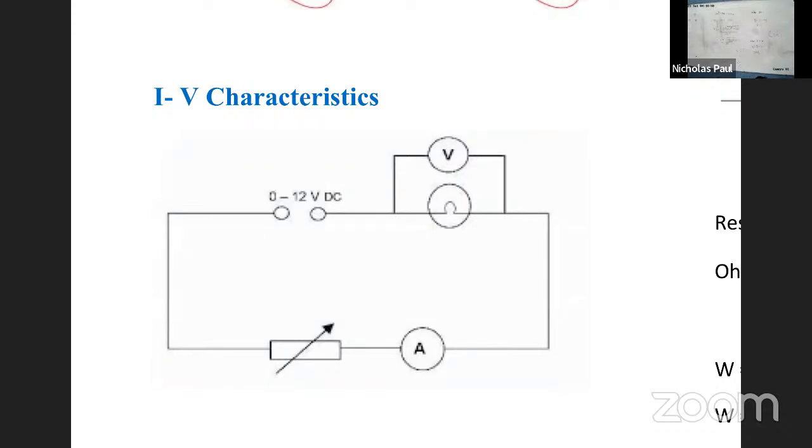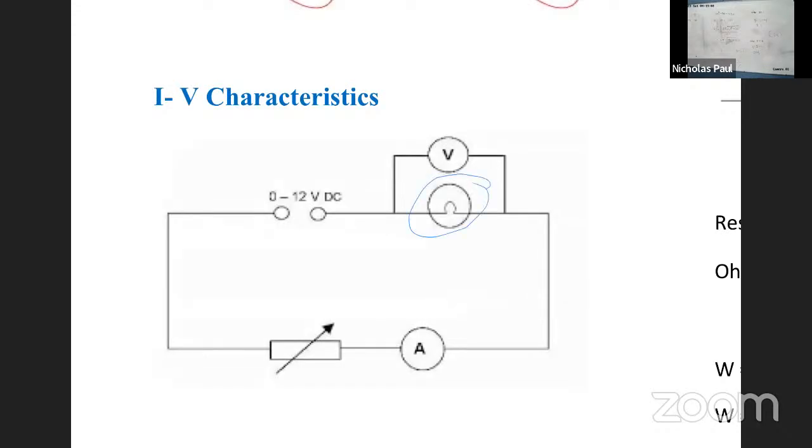This is the graph that we use to get the IV characteristics. In this case, we'll be able to light the lamp, but if we adjust the rheostat, we'll get current and voltage readings so that we could draw all these graphs.